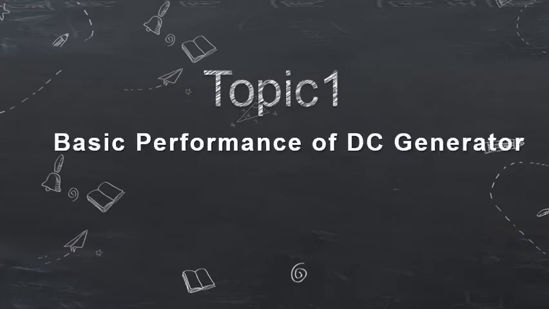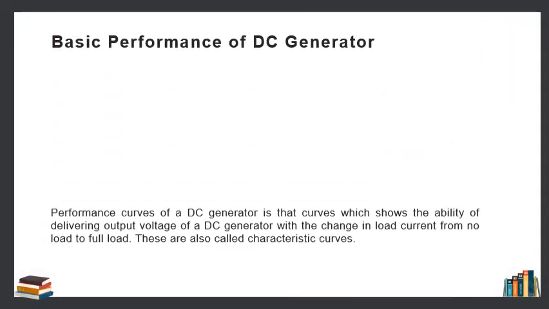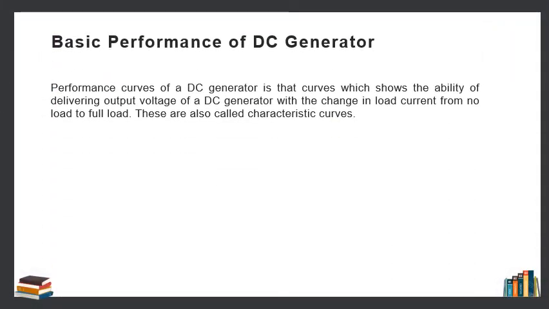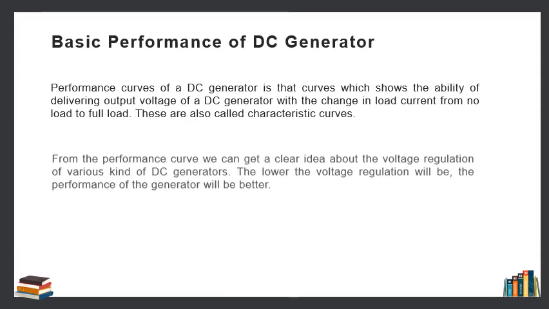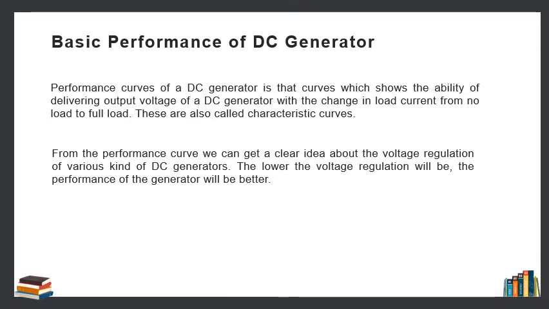So topic 1 is the basic performance of the DC generator. The performance curve of the DC generator is the curve which shows the ability of delivering output voltage of a DC generator with the change in load current from no load to full load. These are also called characteristics curves. From the performance curve, we can get a clear idea about the voltage regulation of the various kinds of generators. The lower the voltage regulation, the better the performance of the generator.